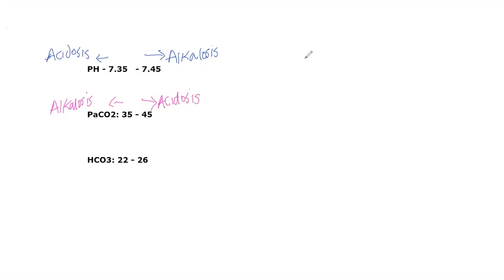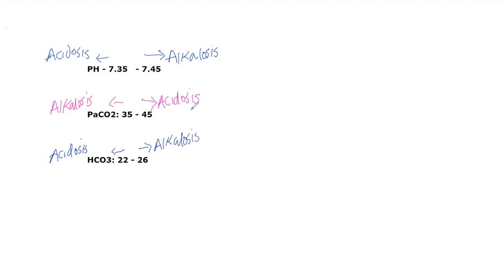And then finally, we have our HCO3, which is your bicarbonate. If your bicarbonate is less than 22, it goes in the same direction as your pH, which is acidosis. And if it's greater than 26, it is alkalosis.